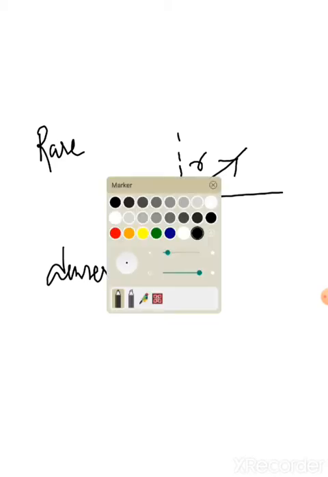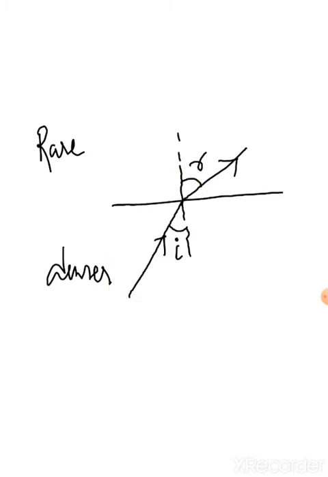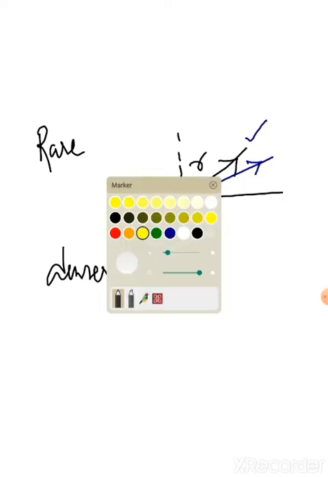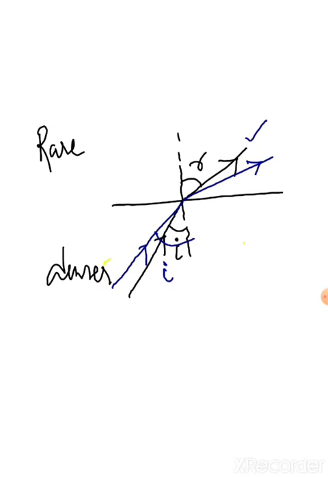All right, now let me change the color of my pen. So now this is my incident ray, means this is my angle of incidence. Now I have increased the angle of incidence, so this refracted ray has to bend more away from the normal, isn't it? It has to go further away from the normal, so it will bend in this way. So as I further increase the angle of incidence, what happens? My angle of refraction also gets increased.